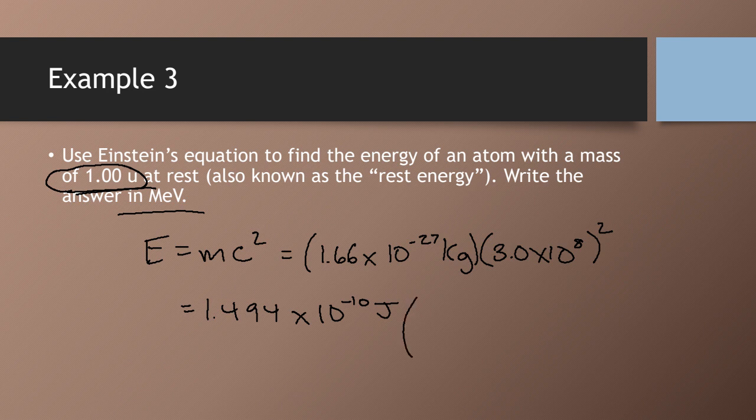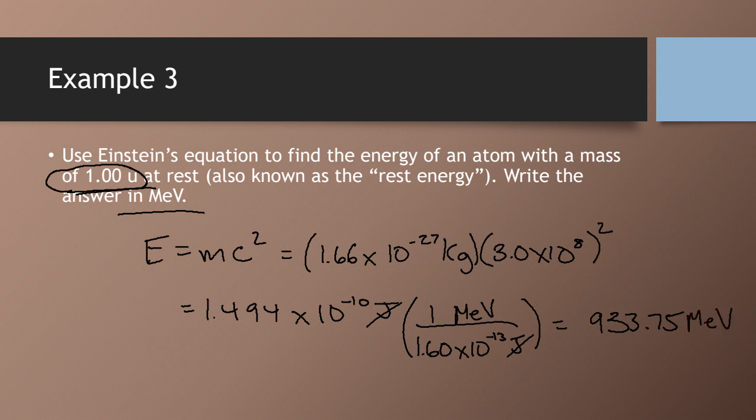And if we convert that to mega electron volts, 1.6 times 10 to the minus 13 joules, we'll just divide those two values, and you find that it's 933.75 mega electron volts, about.